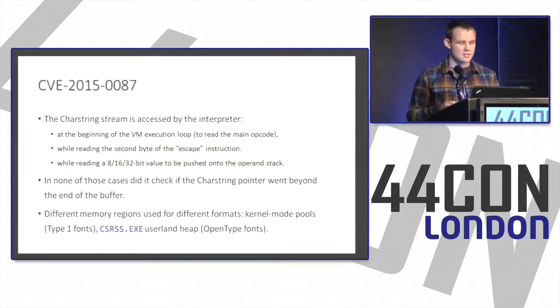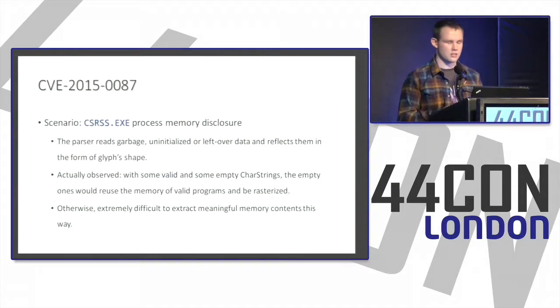So in none of those cases, the function would actually check if it's not overreading the source buffer with the charstring. And there are two different memory regions that the function reads from when actually parsing the charstrings. It either reads from kernel mode pools, if you were loading a type 1 font, or from the userland heap of the CSRSS process for OpenType fonts. So we have two scenarios in that case.